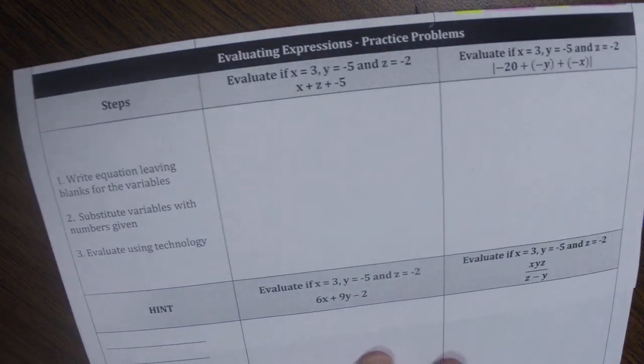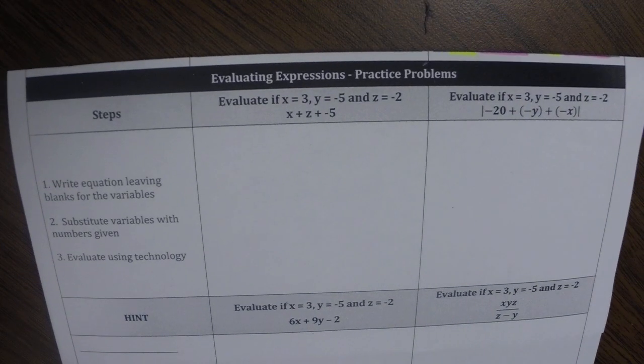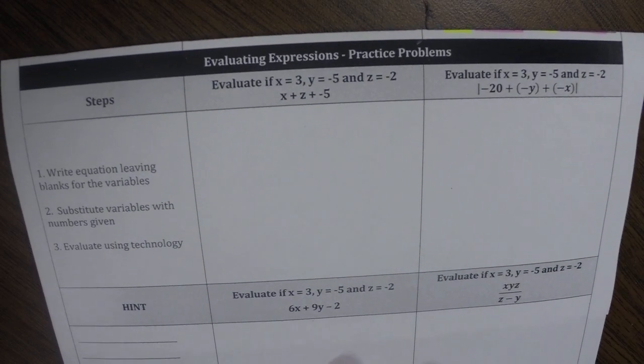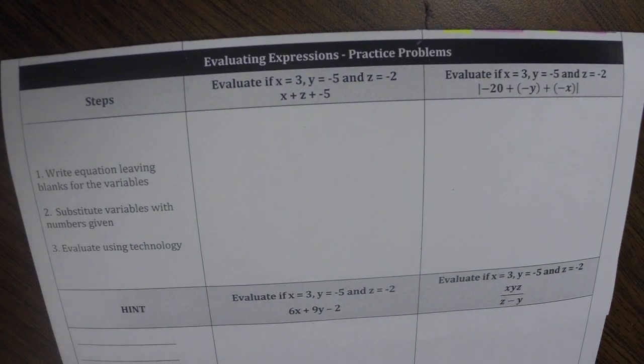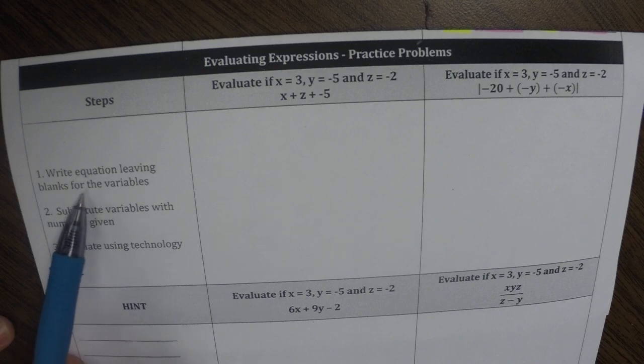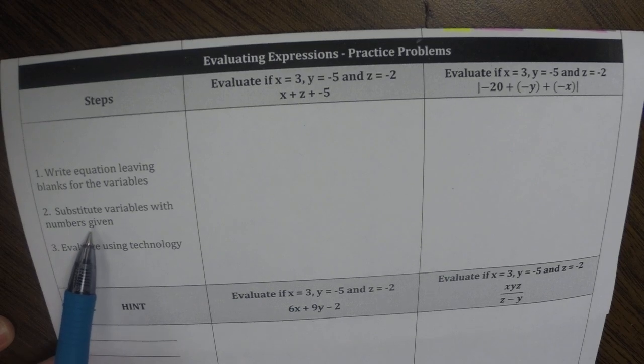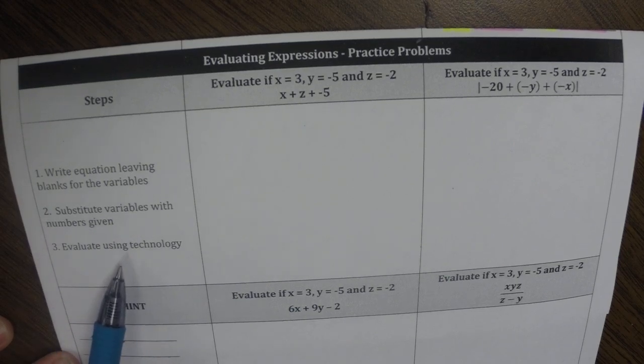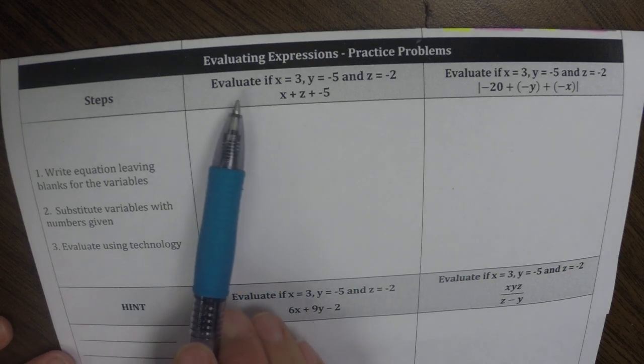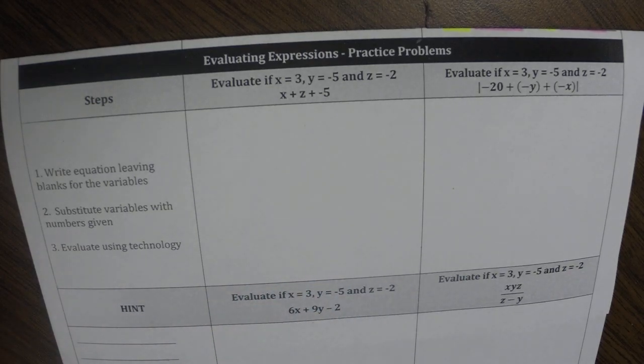So let's start to evaluate our expressions and see what you can come up with. Gotta fold that so that you can actually see the bottom without me cutting it off on the camera. Okay. So if you notice, I did give you some steps over here off to the left. The first step is to write the equation, leaving blanks for the variables. Then substitute variables with the numbers that are given, and then evaluate using technology. So let's look at the first one. It says evaluate if x is 3, y is -5, and z is -2.